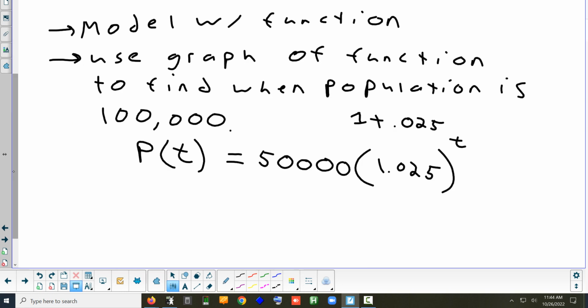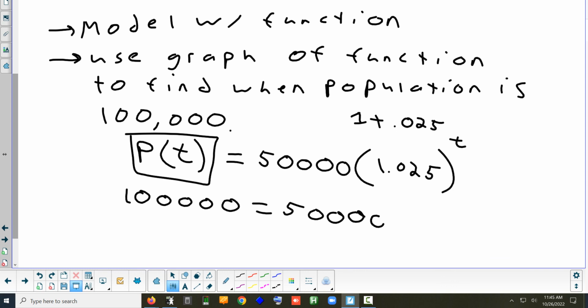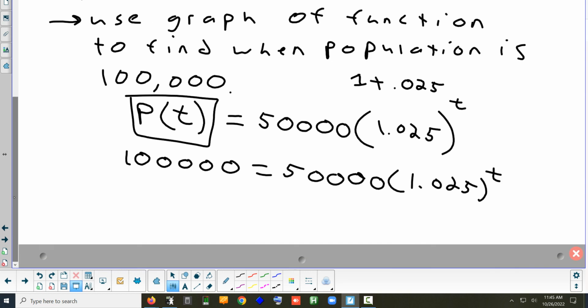And they want to know when the population hits what? 100,000. So where does the 100,000 go? It goes in for P of t. So put 100,000 equals 50,000 times 1.025 to the t. And there is a little bit of algebra I could do here just to make this easier to type in. Does anybody see something I could do on both sides? Almost like you were solving it for t, but this is really just going to make our numbers smaller to put on the calculator.